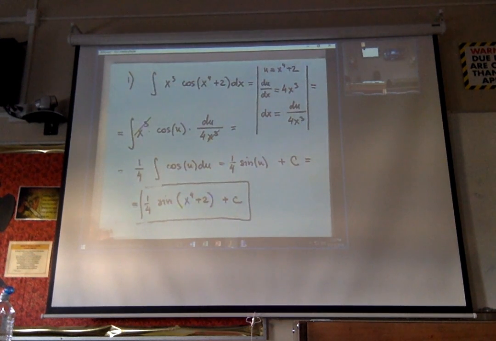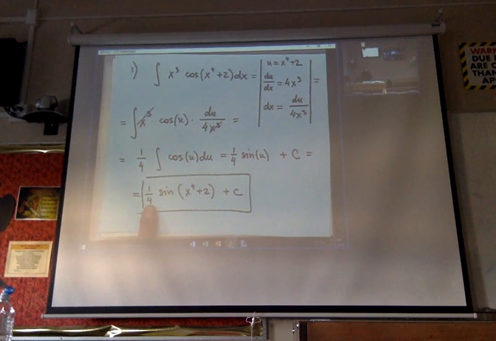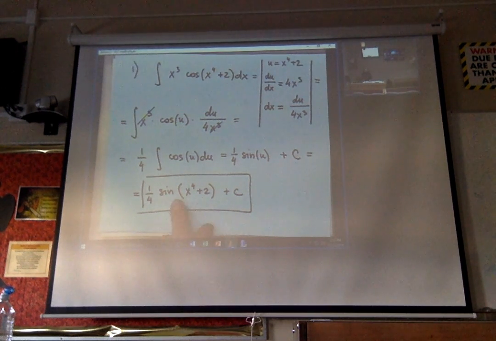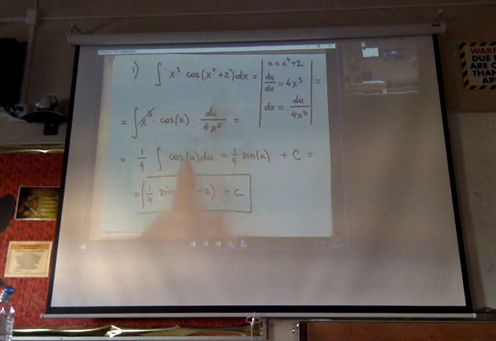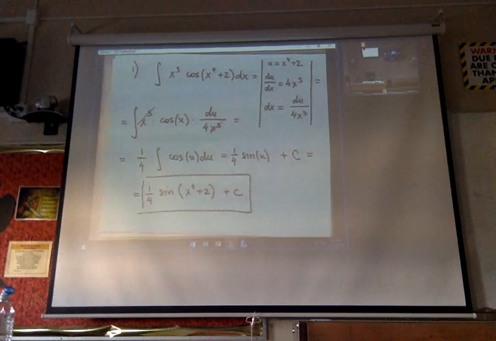Simple question. How do you know if you're right? Take the derivative. So look, if you take the derivative, what do you get? 1 over 4, right? Then you get cosine of x to the 4th plus 2 and times by 4x cubed. The 4 and 4 cancel and you get exactly the beginning. And this was 0, right? Okay, do you understand?